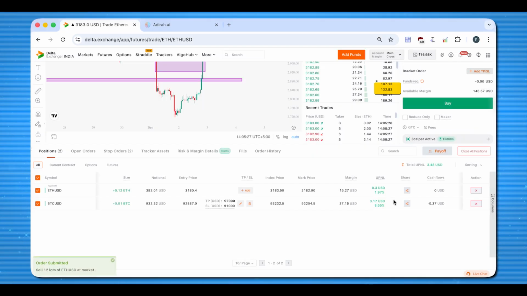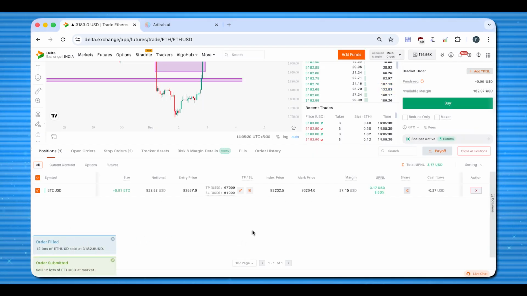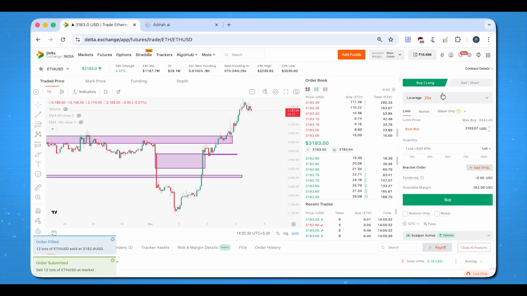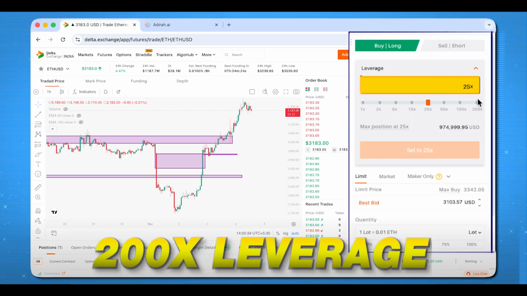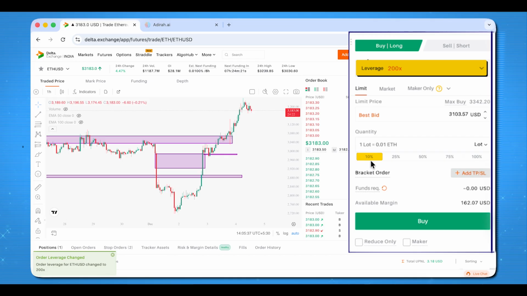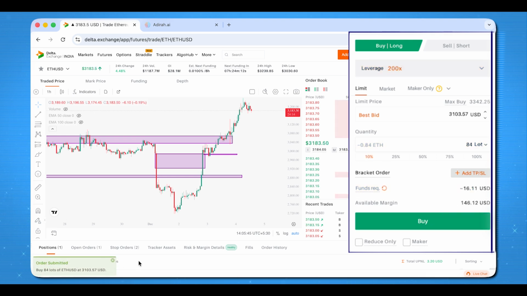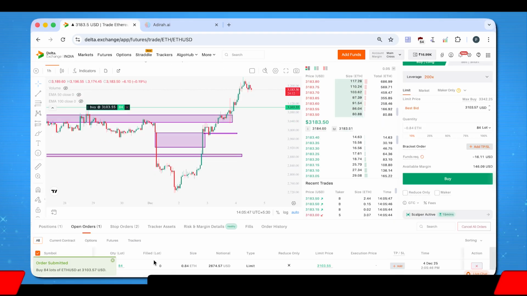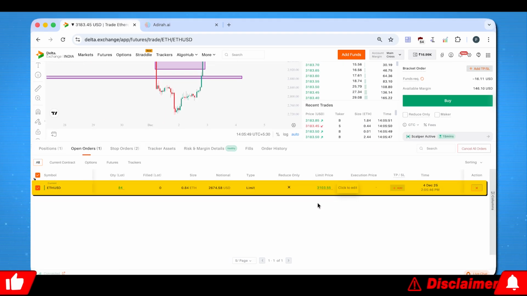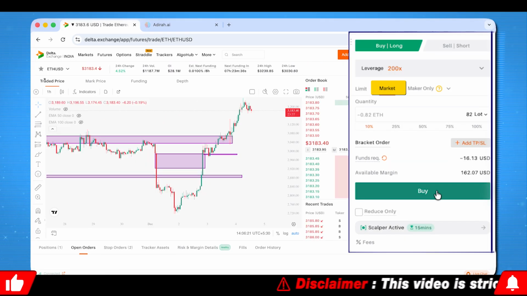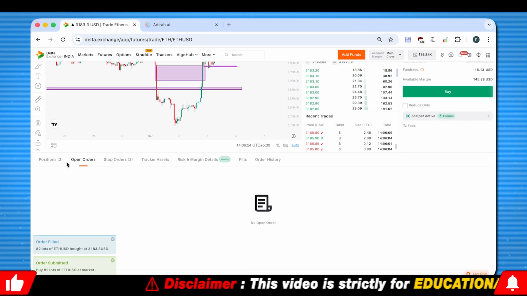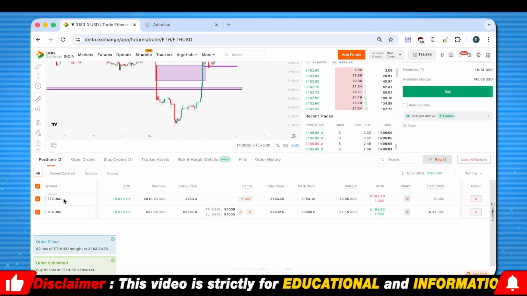Now, let me show you what happens with very high leverage. If instead of 25x, I use higher leverage and use 10% of my capital, I can buy around 84 lots, and I'm only putting in about $16. Now, I click buy. Initially, the order is pending because the price hasn't reached that level. So, I'll switch to a market order. Now, the Ethereum trade is executed with just $16 invested.